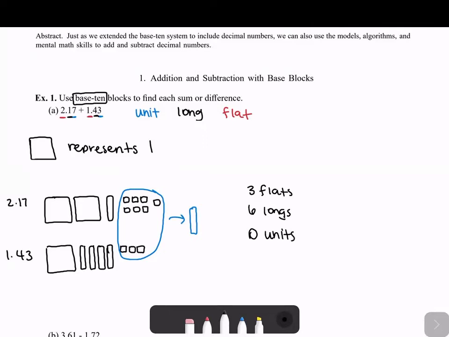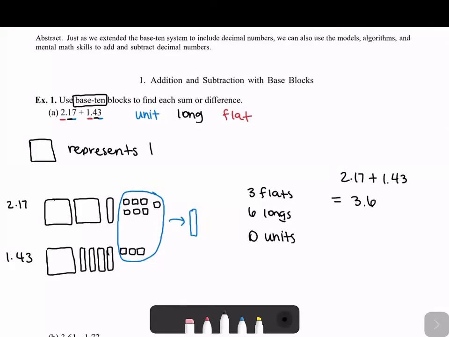So remember that the flat represents the ones. So we can write this as 2.17 plus 1.43 is 3. The flats represent the ones place, and then we have the decimal point, so that the longs represent the tenths place, and the units represent the hundredths place. So this is our answer, 3 and 60 hundredths.